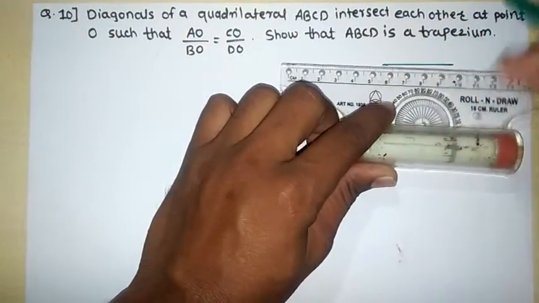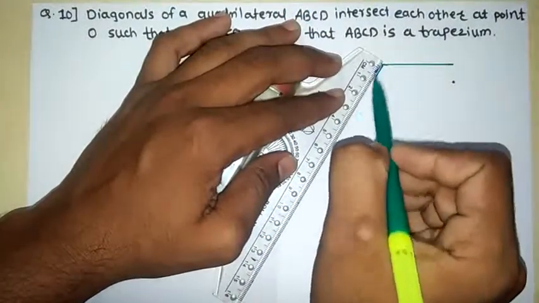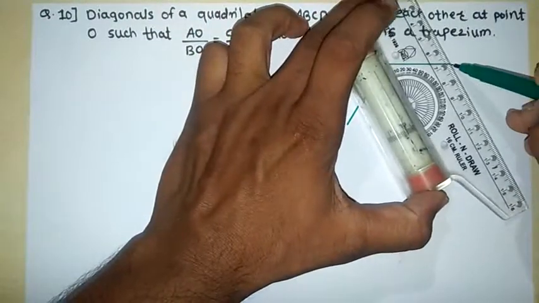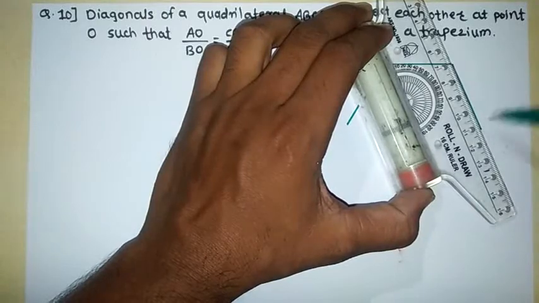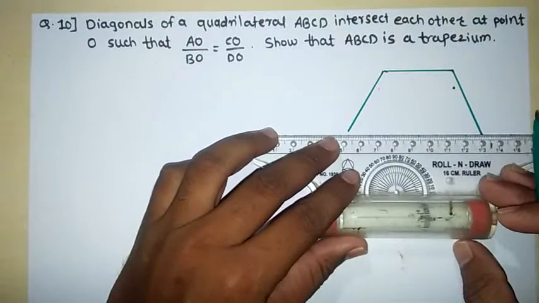ABCD trapezium में आपको प्रूव करना है. That is exactly reverse of question number 9. Question number 9 का reverse है ये. In question number 9, it is given ABCD is a trapezium, and we have to prove that AO divided by BO is equal to CO divided by DO. This ratio we have to prove.